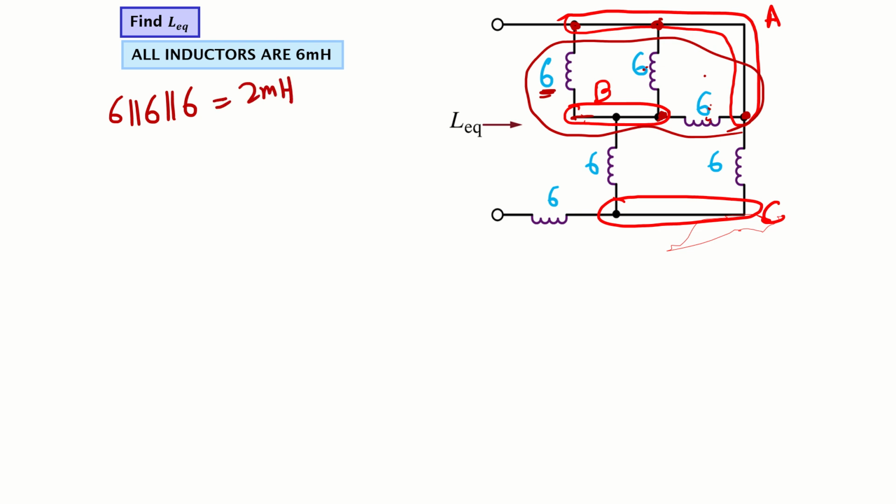And this 2 millihenry is coming where? This is coming between node A and B. So let's draw that. This is my node A and this is my node B. Between node A and B, I now have an inductance of 2 millihenry, right? Then at node B, what do I have? Another 6 millihenry, right?